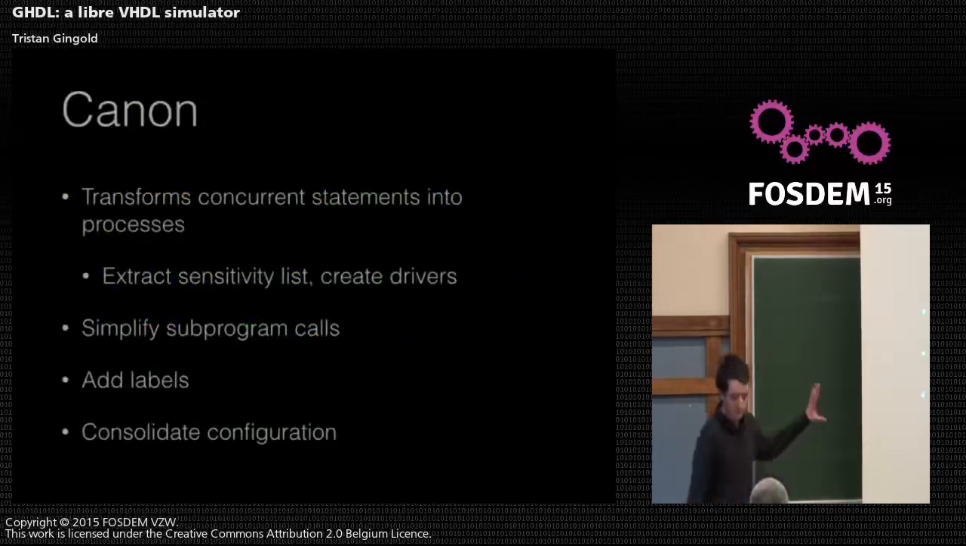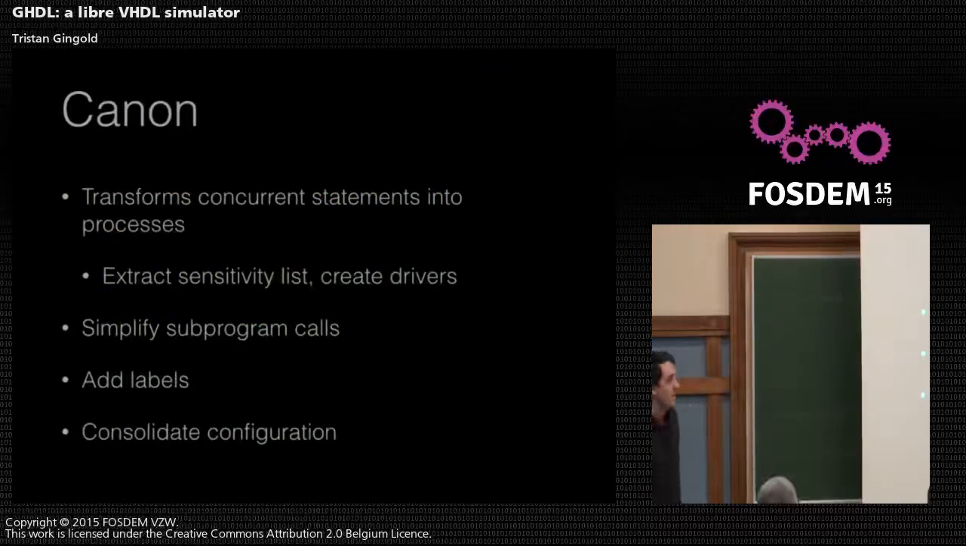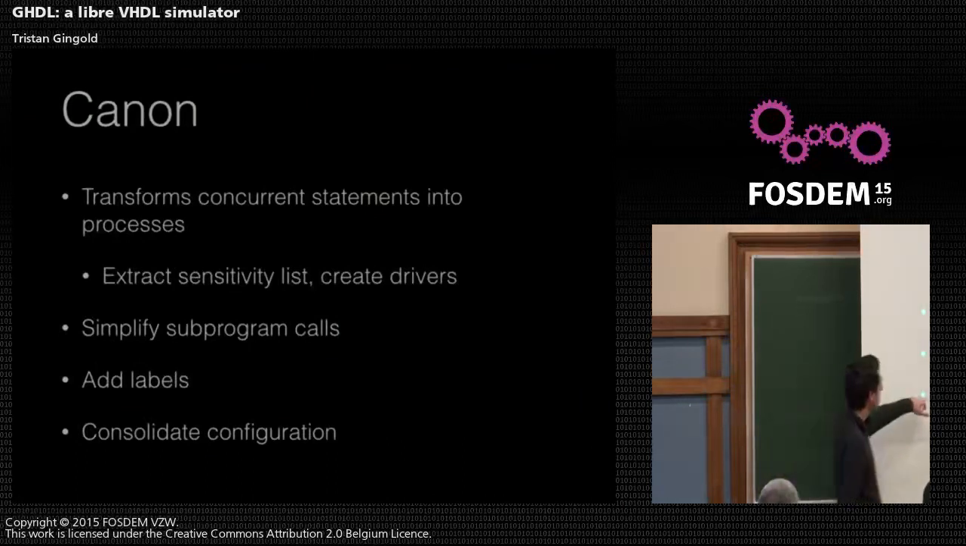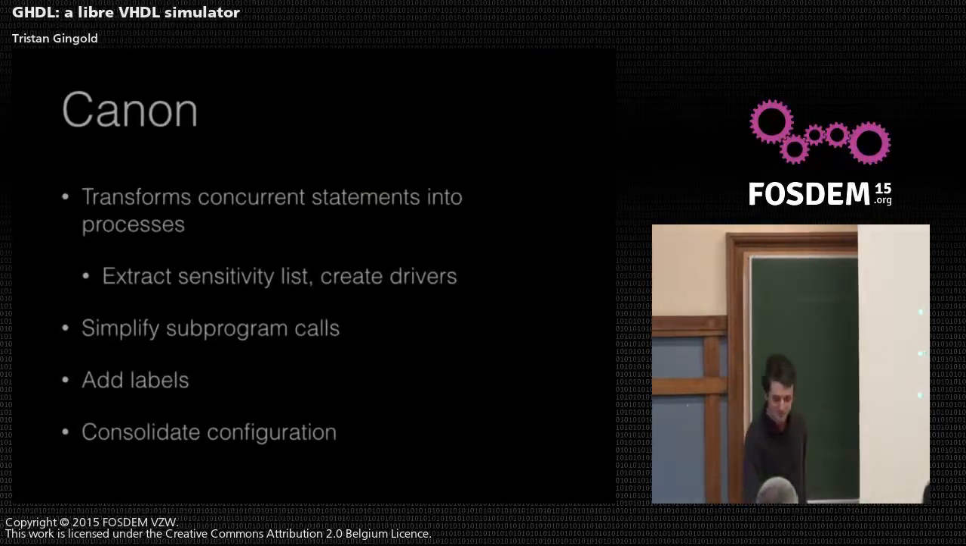So after semantic analysis, there is a phase that I call canon that mostly transforms concurrent statements into processes, so it extracts the sensitivity list in order to make the code generation easier. There's also work done on the configuration. So that's a technical detail.